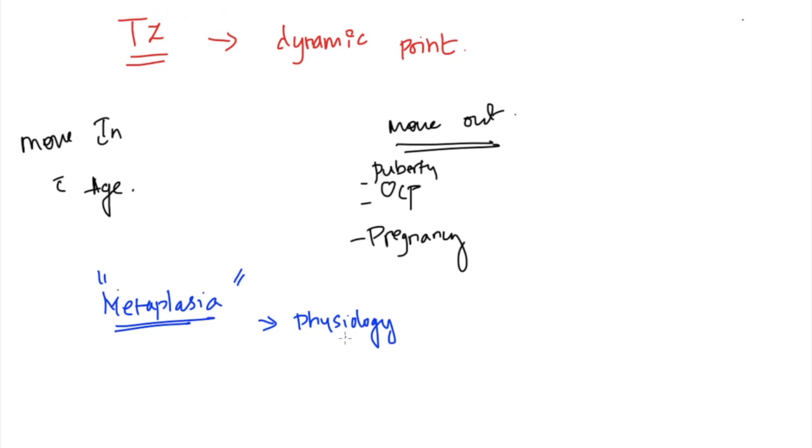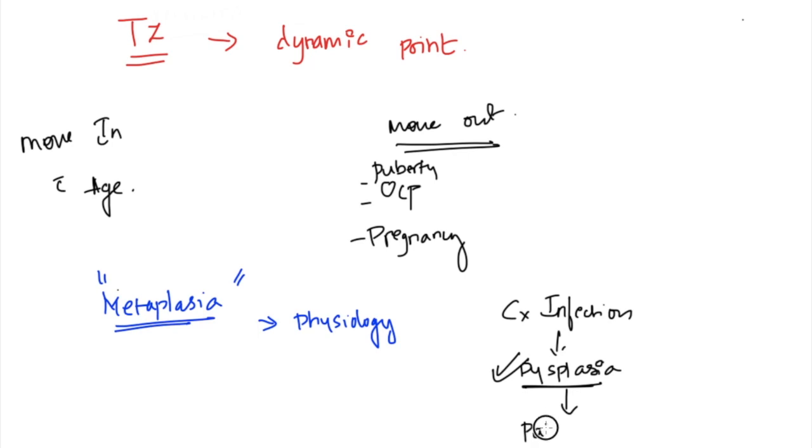So when does this become pathological then? Most people who are sexually active, at one point or the other, will get a cervical infection. So when there is infection, how does the epithelium react? There will be dysplasia. What is dysplasia? Disorganized growth of the cells of the epithelium. Now let's say the infection does not subside or there is persistent infection, excessive irritation, then the dysplasia will persist and that becomes pathological.